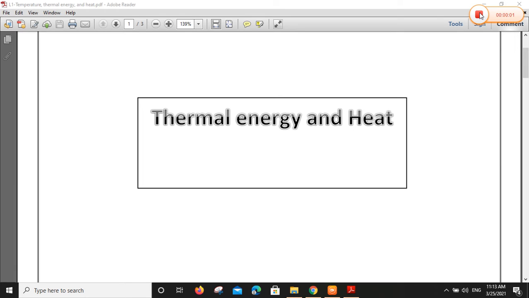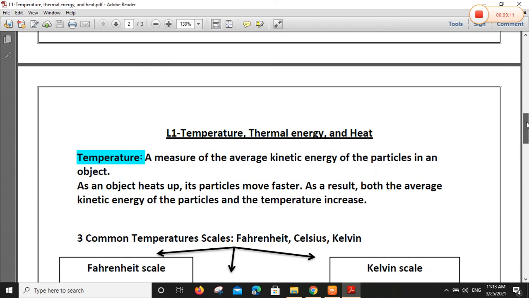Good morning, grade 8. Today we are going to start chapter 5, thermal energy and heat. Move to lesson 1, temperature, thermal energy and heat.